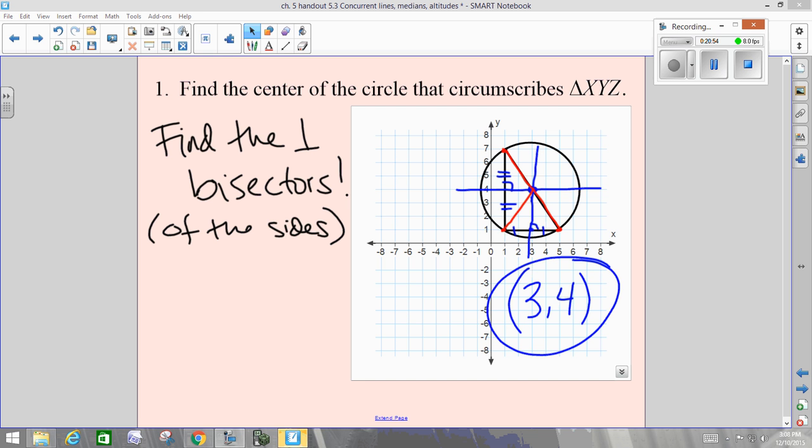The red lines were representing the distance from that point of concurrency to each vertex, and they're all the same, which means they're the radii of my circle, so that's got to be the center.